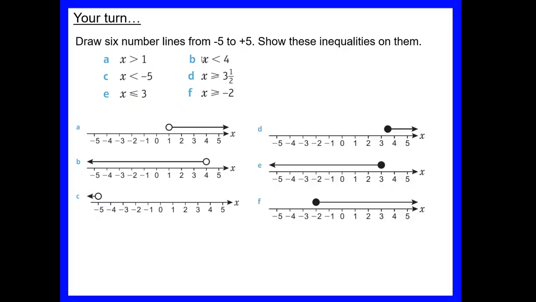Our next 3. For D, we've got x is greater than or equal to 3.5. So we've got a solid circle above 3.5, and we're pointing towards the right, so all the numbers greater than 3.5. E, x is less than or equal to 3. So again, a solid circle at 3, this time pointing to the left for all the numbers less than 3. And finally, x is greater than or equal to -2. So again, a solid circle at -2, but we want all the values greater than, so we're pointing to the right. Make sure you're happy with your answers there before you move on.